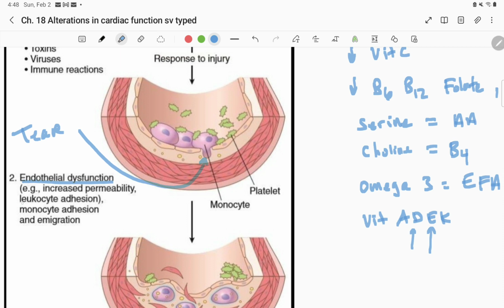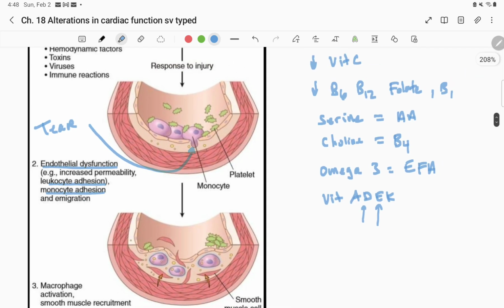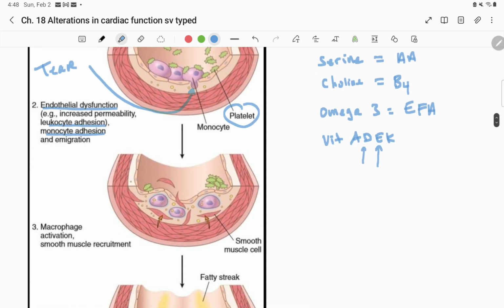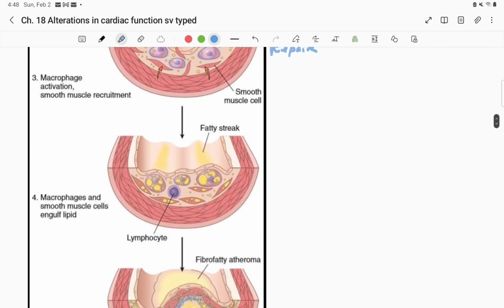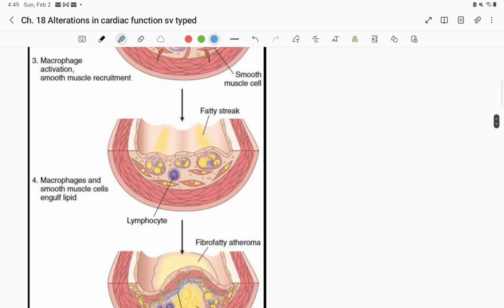and your white blood cells, so leukocyte adhesion and monocyte adhesions, and all of these platelets and all these things start to come in to repair. Okay, so that's the goal. There's an injury and your body is trying to repair it. Now, what happens is the layer between the tunica intima and the tunica media starts to fill in.